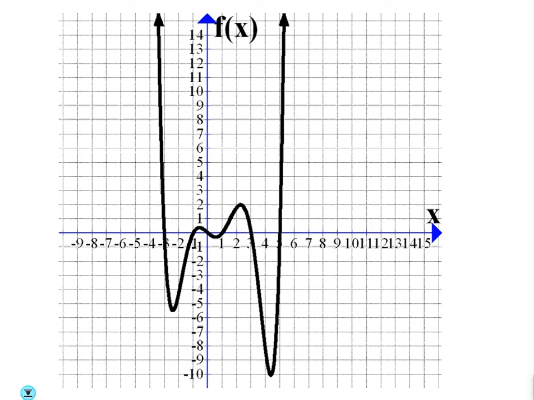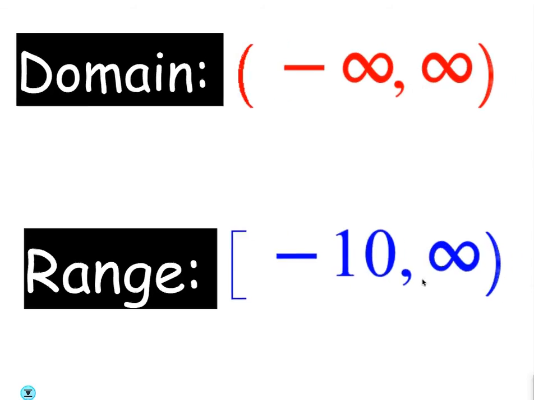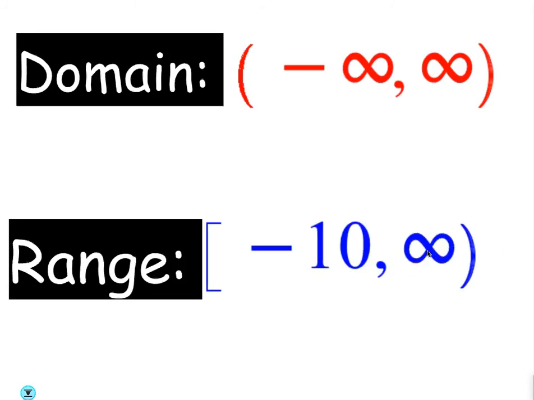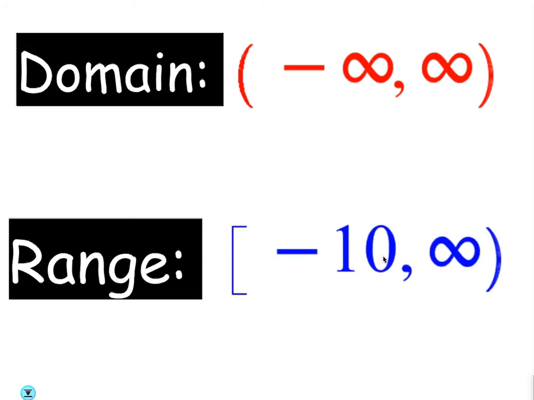Okay. First of all, can somebody tell me what the domain of this graph is? Good. All real numbers because it goes up to the left and up to the right, so that graph is going to keep going up and to the left. So the domain is going to be all real numbers, or negative infinity to infinity. Range, let's talk about why it's negative 10 to infinity. Well, the lowest point has a y value of negative 10, and the graph goes up forever, so that means the range is going to be negative 10 to infinity.